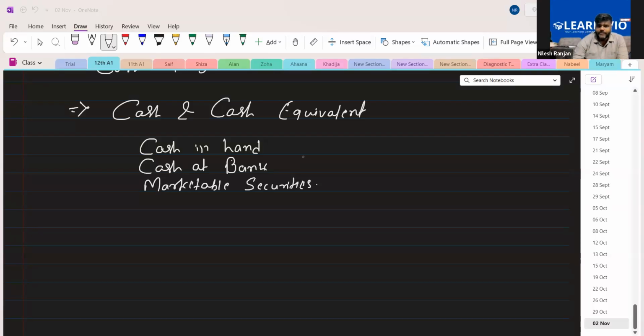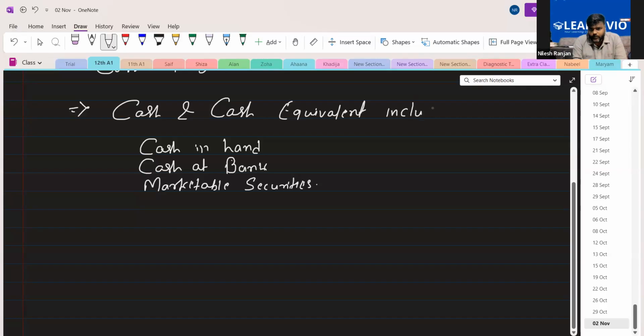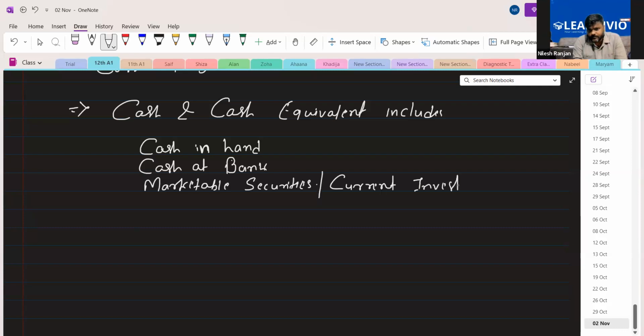Okay. Now cash and cash equivalent. You can see here. So cash and cash equivalent includes, now it is written as theory, cash in hand, cash at bank, marketable securities, or you can say current investment. Current investment at the beginning, right? It's like also cash in hand. You mean like cash in hand and cash at bank?